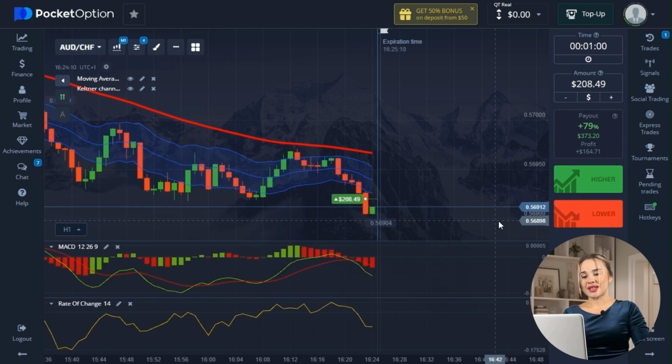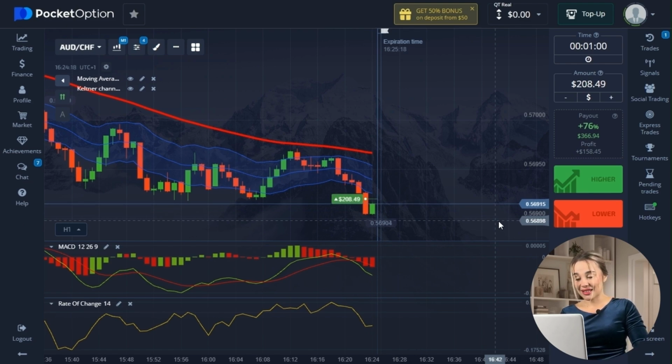Friends, I rushed myself this time by opening the trade against the indicator signals. Meanwhile, the chart easily passed the support level and it's unclear how it will end.